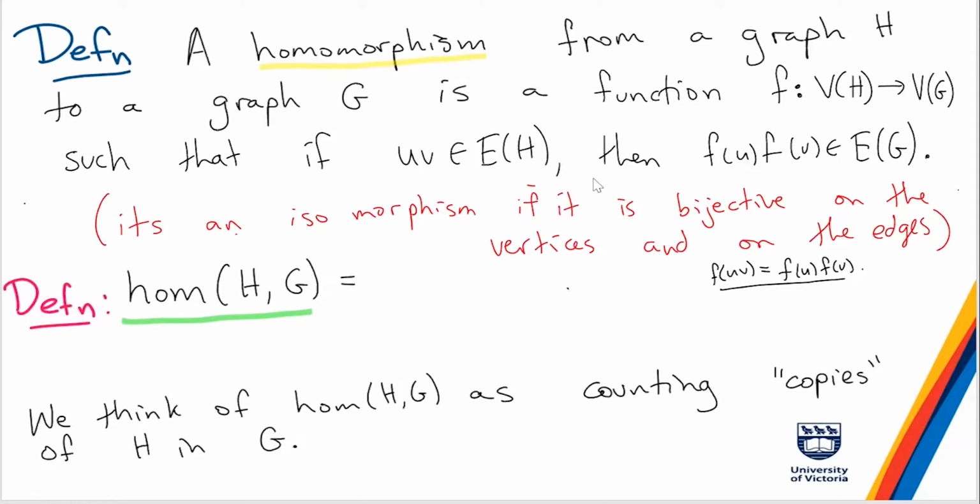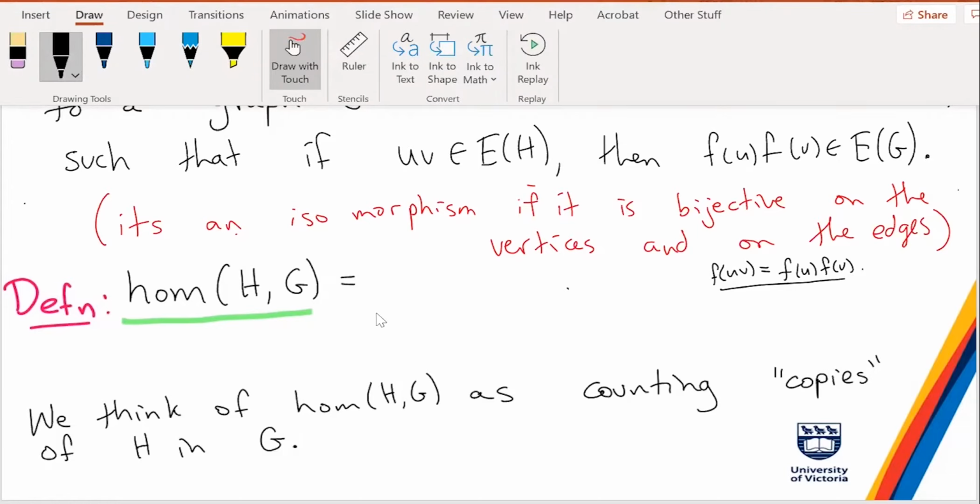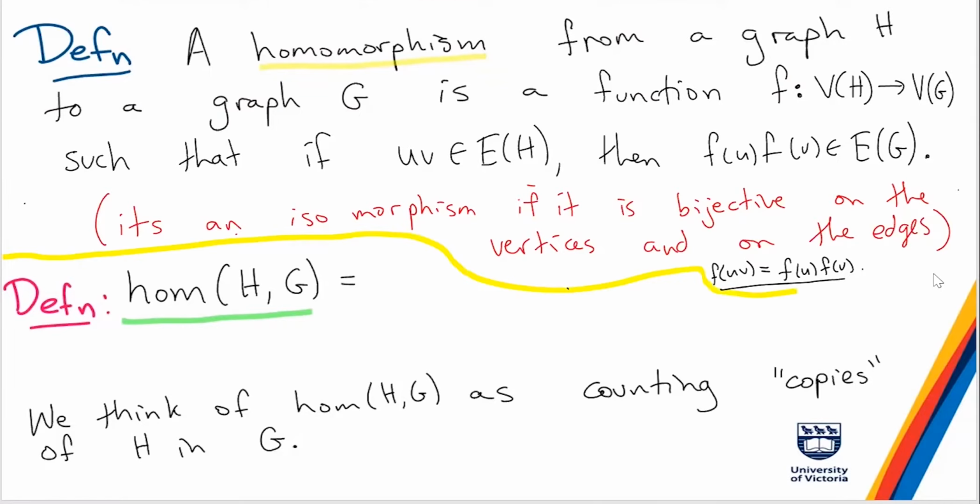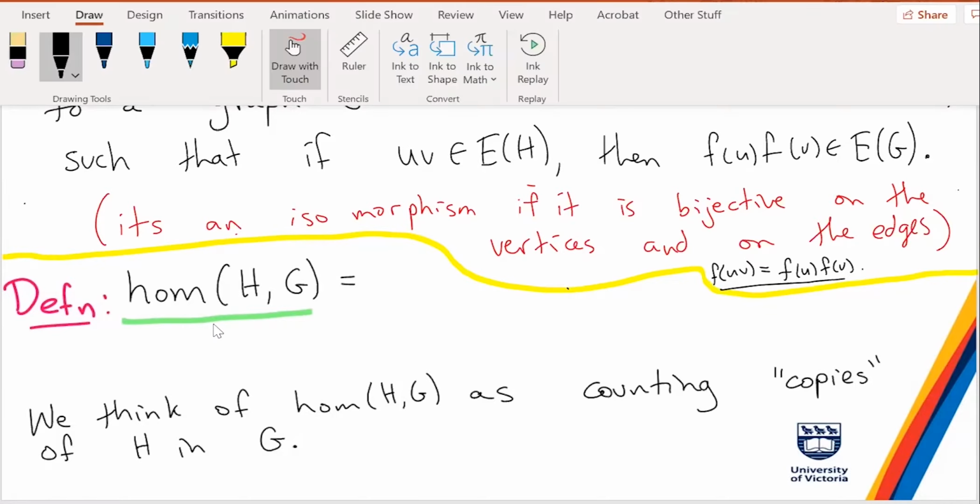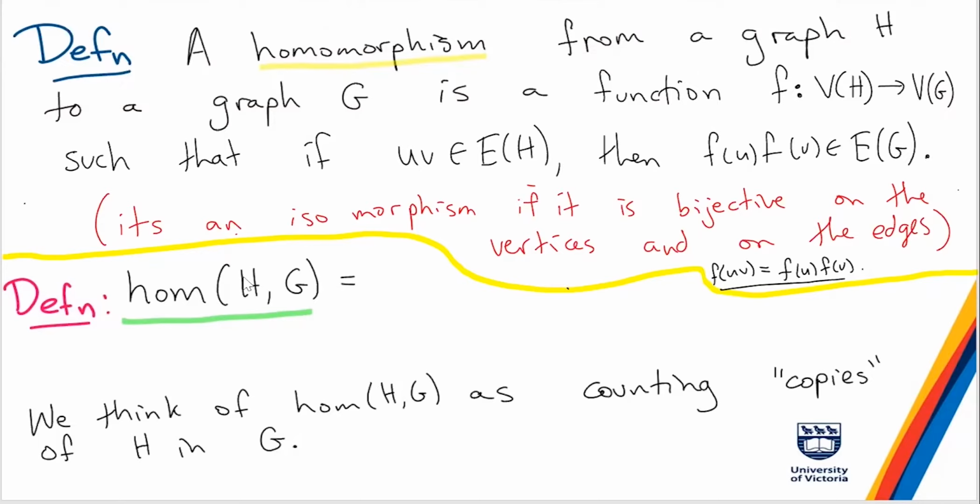Another way to say an isomorphism is that it's a bijection, and instead of one direction here you have an if and only if. But I'll erase that. We don't really need isomorphisms, but the point is a homomorphism is something that preserves adjacency. Let me put that up here. And then I'm going to define a number, hom(H,G), to be the number of homomorphisms of H to G.